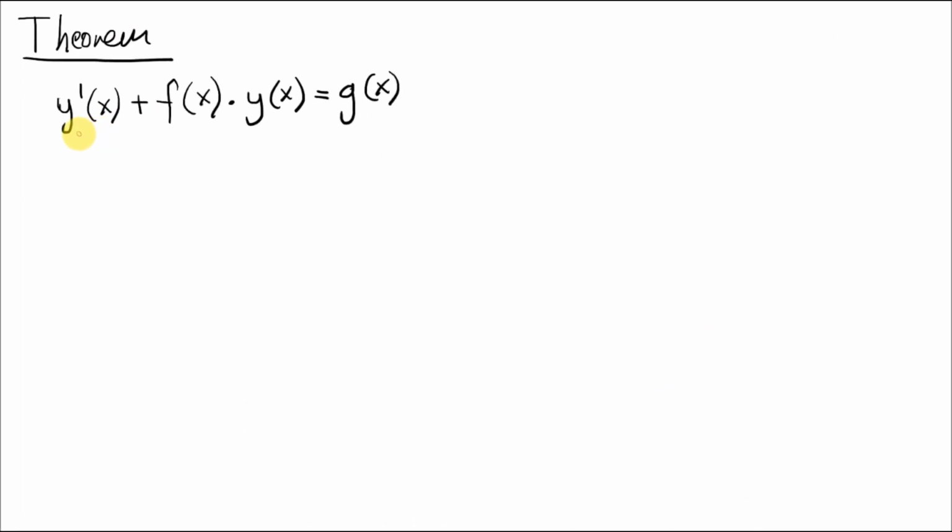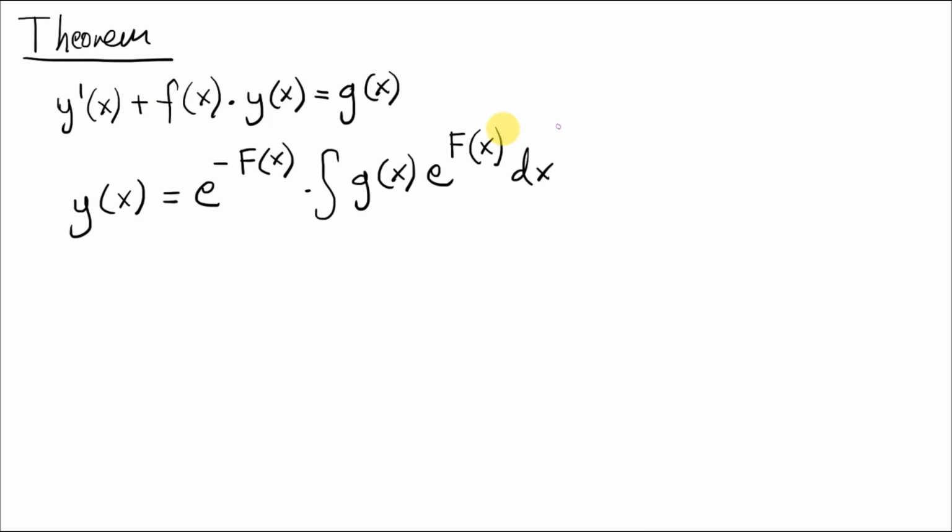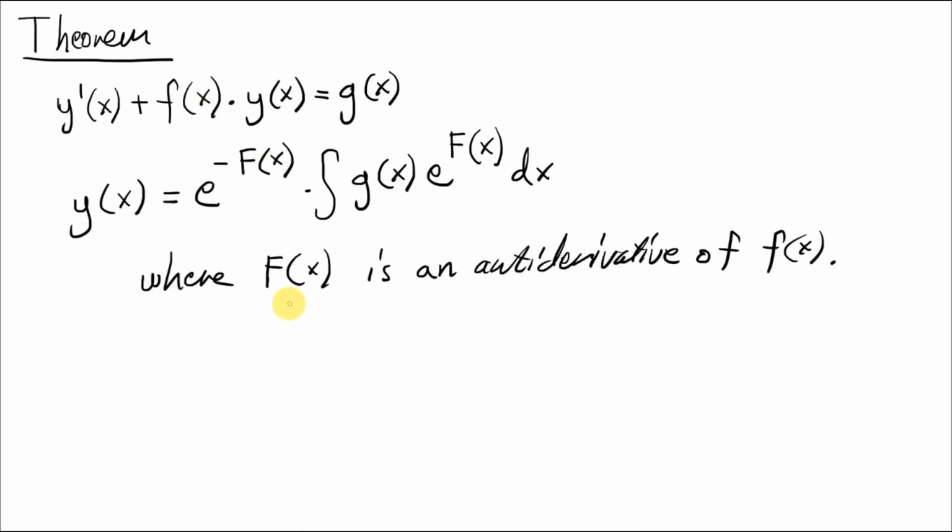The example we just saw can be easily generalized to arbitrary functions f and g. And the solution is given by this one. And here capital F is one antiderivative to f. The proof is shown in the book, but we will not prove it here. Instead we will see the example now of how we can use this to solve an equation.